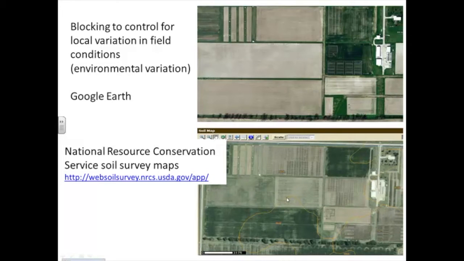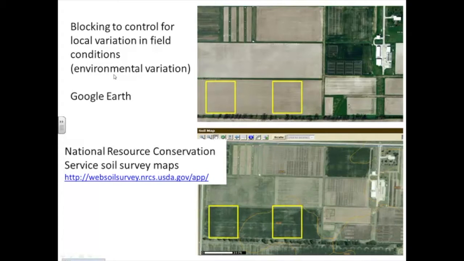So let's talk about the experimental design. What is the purpose of blocking in an experiment? Okay. It's to help us control for local variation or environmental variation.